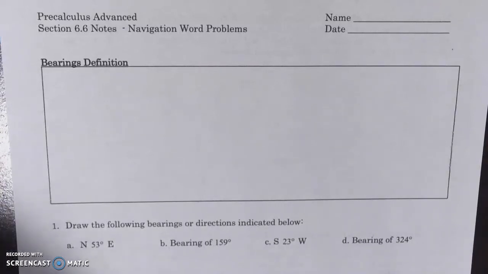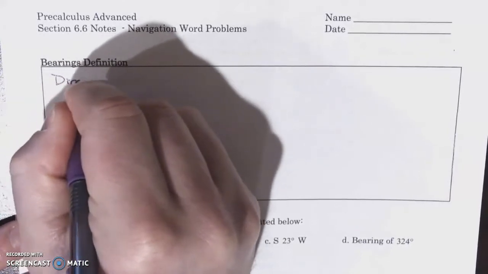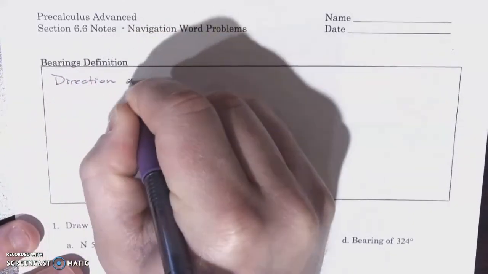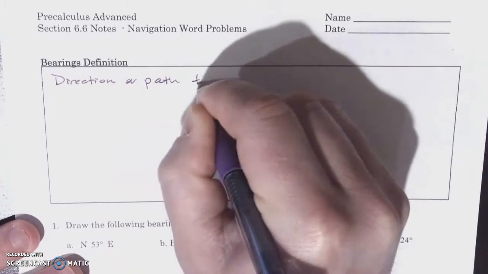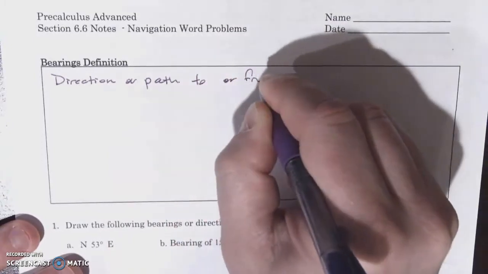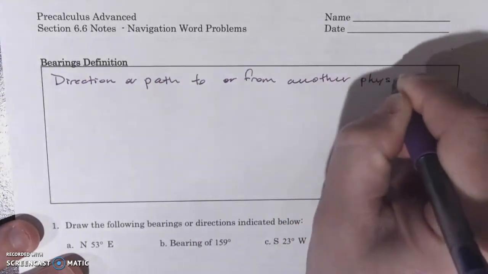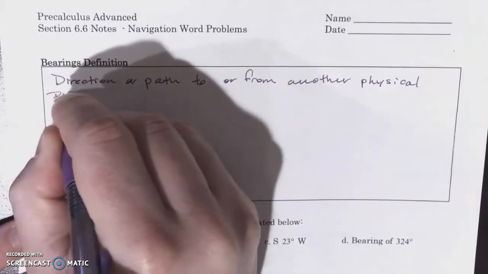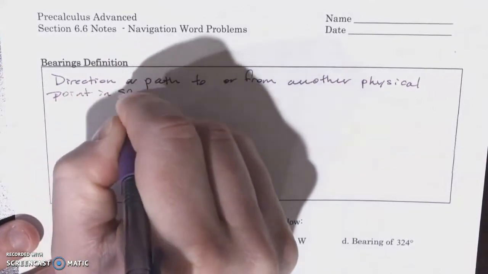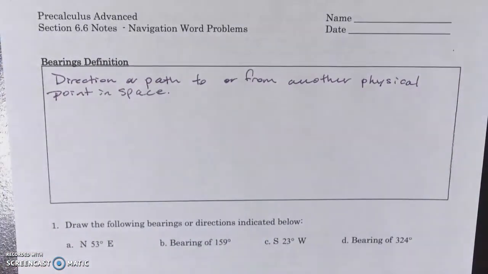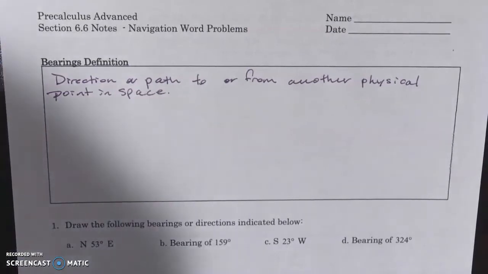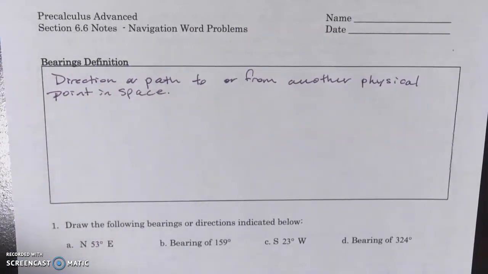All right, guys, we will begin our bearings and navigation section with a definition of what a bearing is. A bearing is a direction, path, to or from another physical point in space. When we're going at a certain bearing or coming from a bearing, that's just a direction.